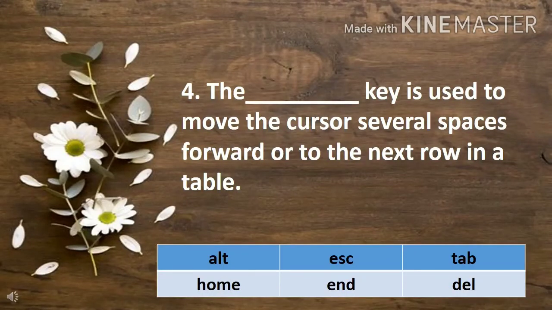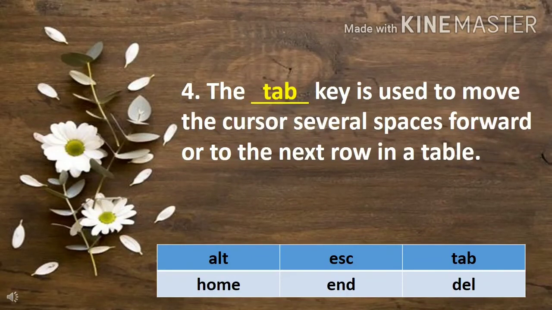Question number 4 is, the dash key is used to move the cursor several spaces forward or to the next row in a table. Answer of this question is tab key. The tab key is used to move the cursor several spaces forward or to the next row in a table.